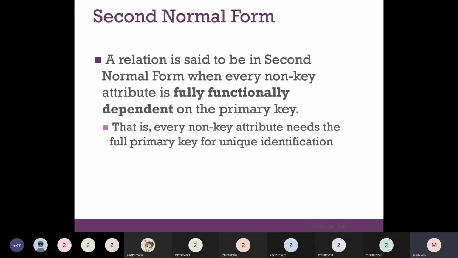A relation is said to be in second normal form when every non-key attribute is fully functionally dependent on the primary key. Every non-key attribute must be determined only through the primary key. So that is the constraint for second normal form.